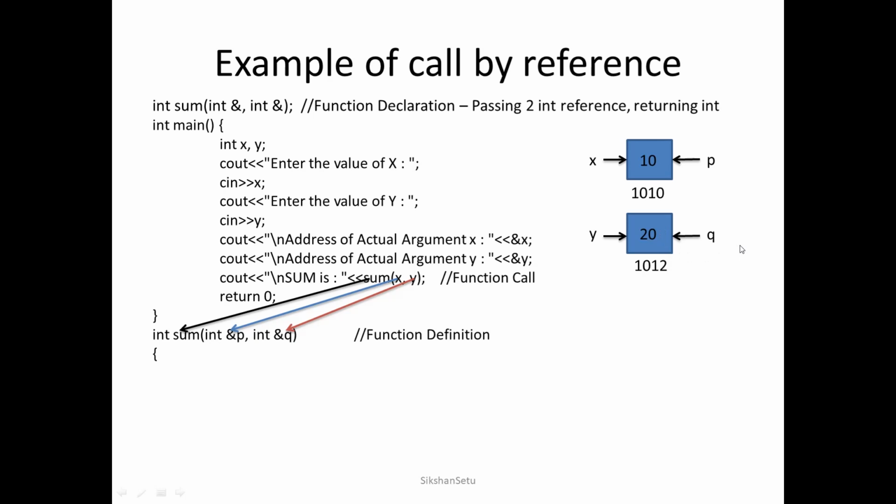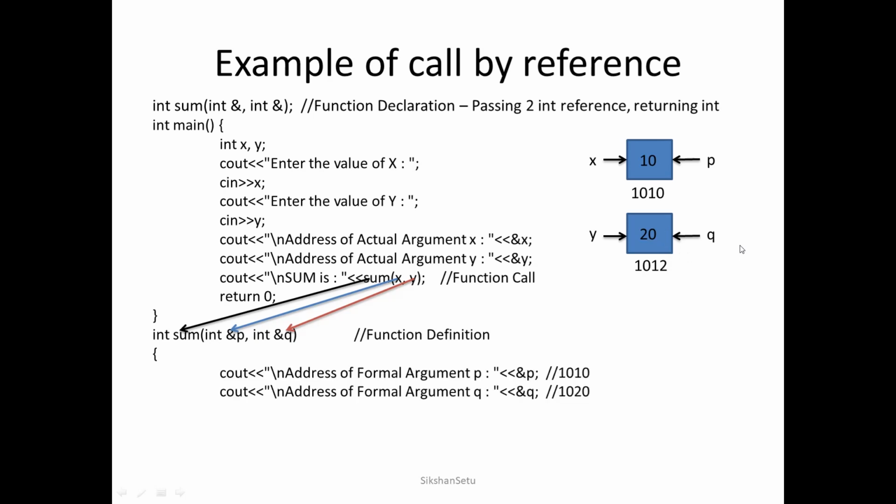Now, if we print the address of the reference variables p and q, you can see what the address of p is. p is referring to this memory location, so that is 1010, and q will be 1012. So, we can say that p and q are referring to x and y respectively. They will not have their own separate memory. If we change the value of p, the value of x will change. If we change the value of q, the value of y will change.